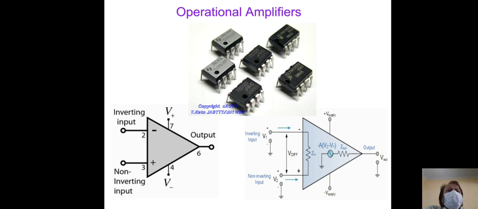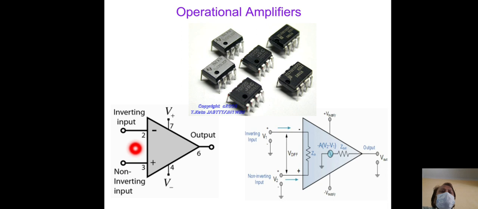Here is the symbol of the operational amplifier, as shown. The symbol is a triangle having 5 terminals: terminal 2, terminal 3, terminal 4, terminal 6 and terminal 7. As I already mentioned, this IC has 8 legs: 4 legs on one side, 1, 2, 3, 4, and 4 legs on the other side, a total of 8 legs. Only 5 legs are utilized in the IC.